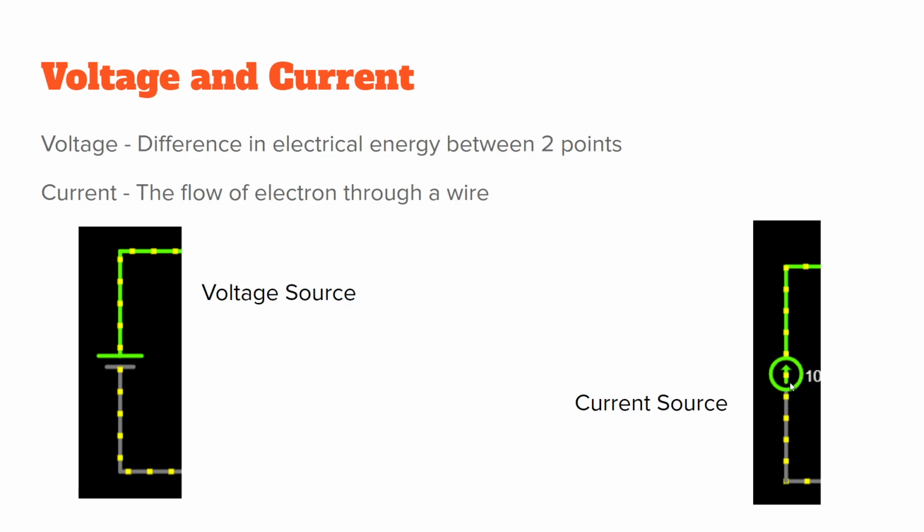So this is a current source. It is a circle with an arrow through it. That means that current along this branch, this wire here, would be flowing at a rate of whatever this current source is set to. Sometimes you'll also see voltage sources as a circle with a plus and a minus. That's just another way to draw a voltage source.